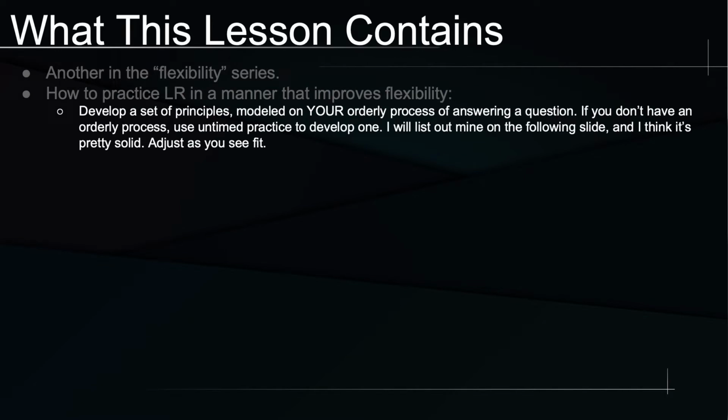Specifically, the first thing to do is to develop a set of principles modeled on your orderly process of answering a question. And it's your orderly process. It's how you do things. If you don't have an orderly process of your own, or you do and you just haven't really thought it out, use untimed practice to develop one and write it out and really think about how you do things. I will list out my personal set of principles that I use on the following slide, and I think it's pretty solid, but then again, that's me, and what works for me obviously may not work for you. Adjust it as you see fit according to your needs.